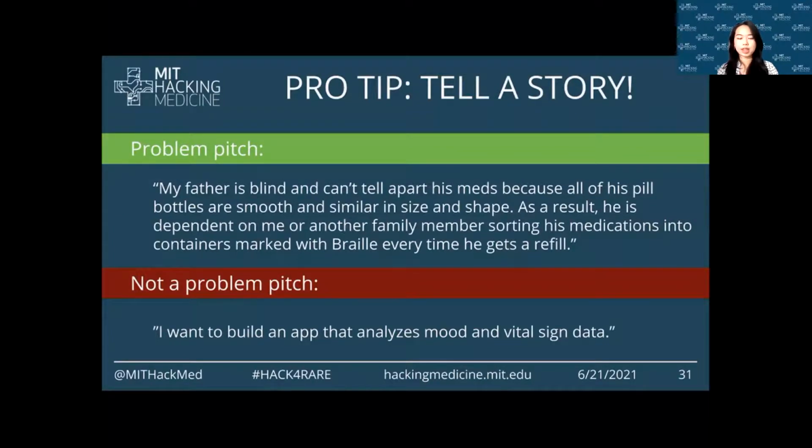An example of something that is not a strong problem pitch is, "I want to build an app that analyzes mood and vital sign data." This is not a problem pitch because it's pitching a solution, which is both detrimental to the problem-centered design process, and it also narrows the breadth of possible solutions that people might think of.